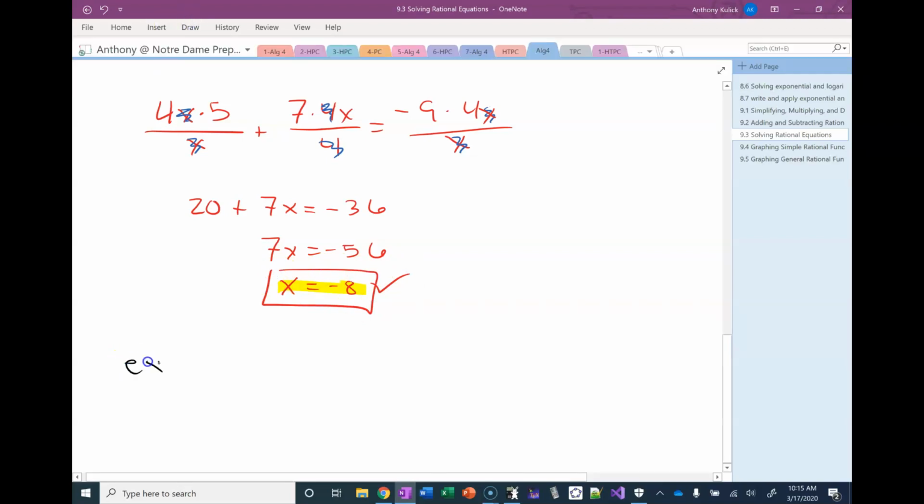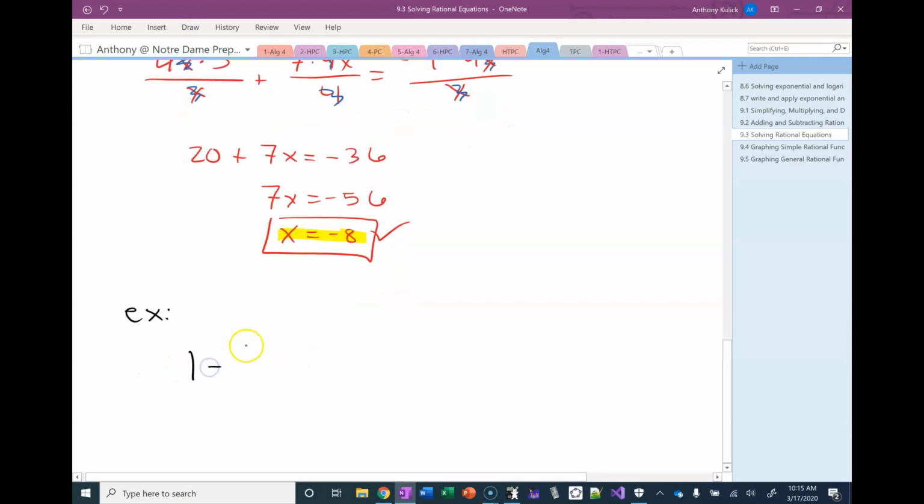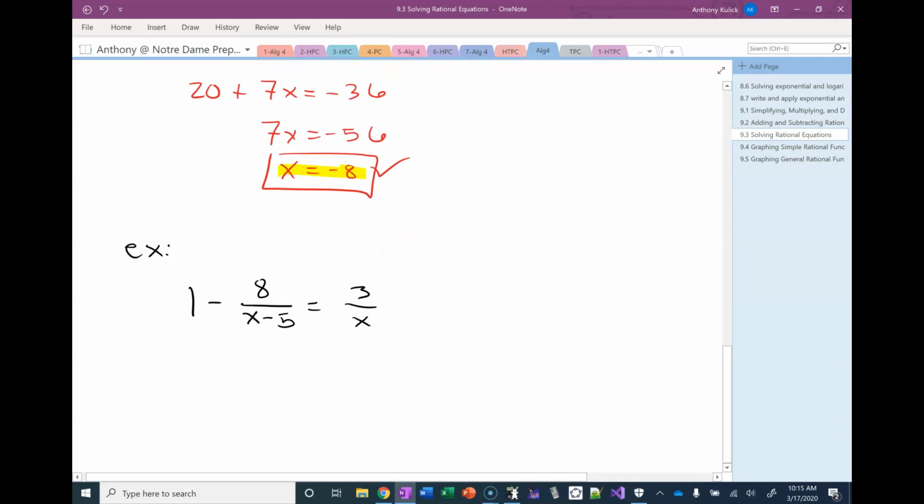Okay. Let's do another. So hopefully you're seeing that these maybe are getting a little bit more complicated as we go, but none of them should be too bad. So let's look at this one. Again, there's no factoring to do in my denominators, so I can go straight to looking for the least common multiple of the denominators. Notice that the 1 doesn't have a denominator, so I'm just going to ignore it. And then I have a factor of x minus 5 and a factor of x. So my least common multiple is going to be x times x minus 5.